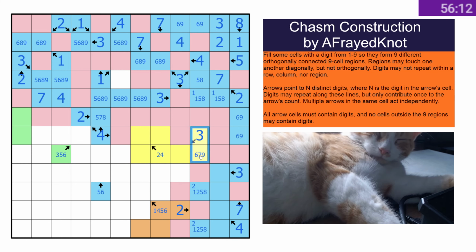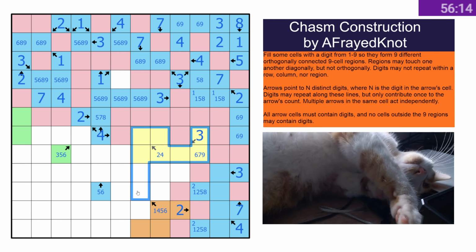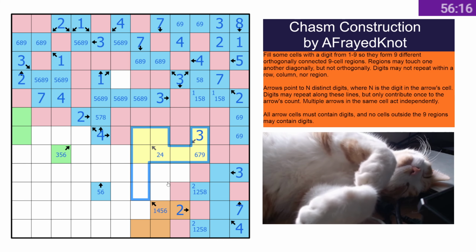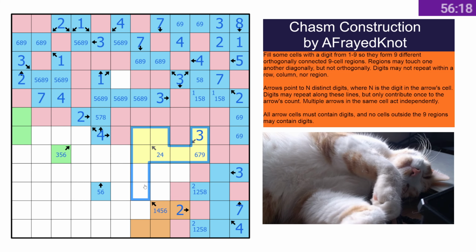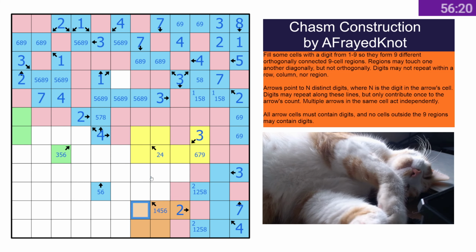How about yellow dropping down to there? 1, 2, 3, 4, 5, 6, 7. Yellow could do that. No, because then it breaks that, doesn't it? So that's got to be filled. So if that was orange, those could both be yellow. Those could both be orange.